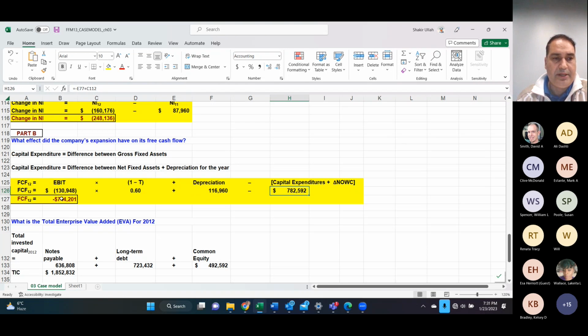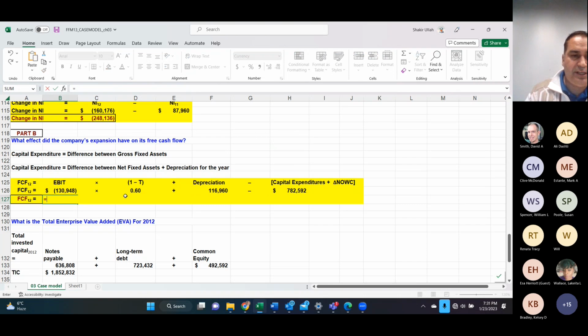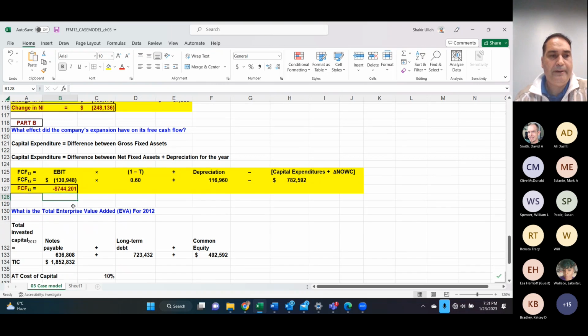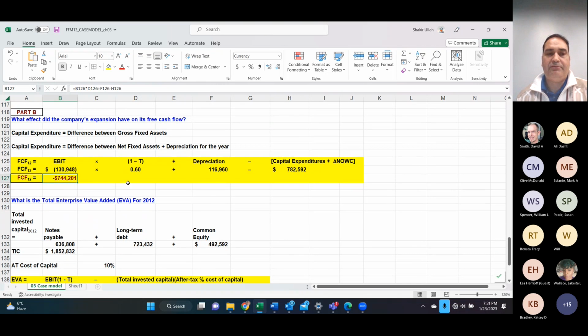Then we do this. So simply what we do over here, we take the EBIT and look at the formula. It is multiplied with 1 minus T, okay? And then we add depreciation, which is this number, and we subtract this number. All right, that is what we get. Free cash flows for this year are negative. Now it is a negative number.